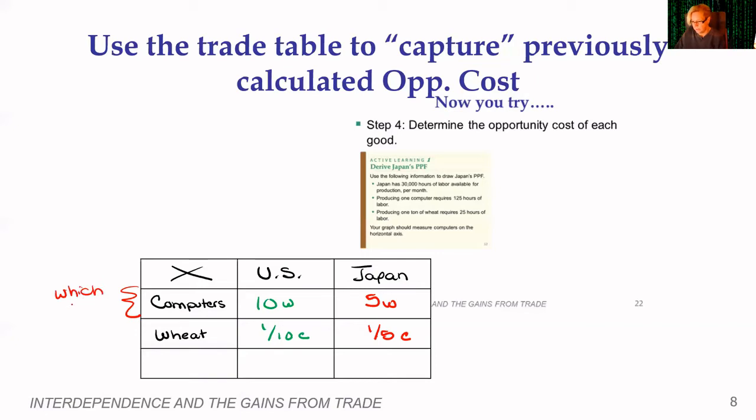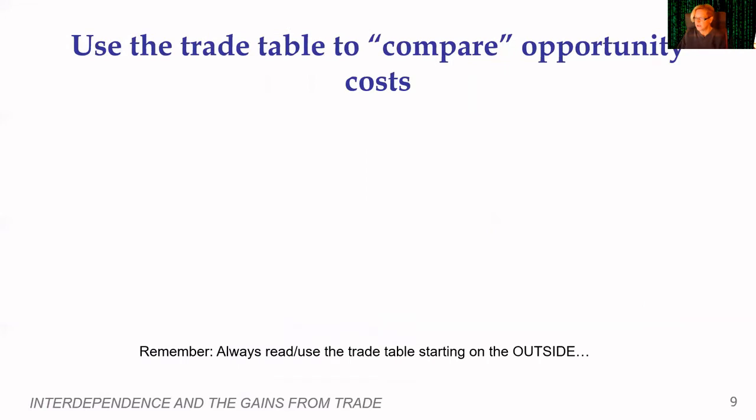Row by row. That's where you get your roadmap from. Okay, so 5 up to Japan, over to computers, a tenth. There we go. Okay, and now we can see the roadmap of opportunity costs. So we use this to compare the opportunity costs.